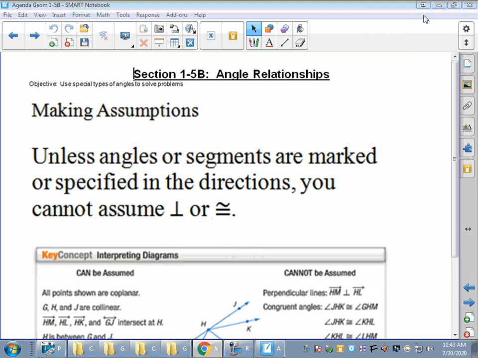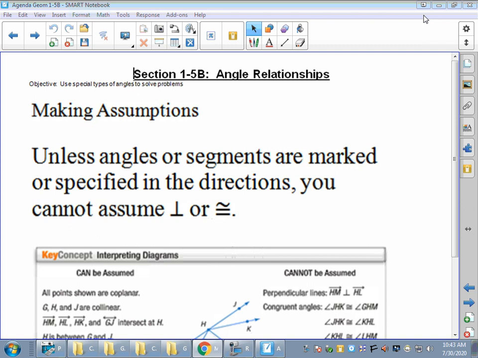Welcome to Geometry, Section 15B. It's still angle relationships. It's all those angles that we've talked about. However, we're going to do two specific things in the second part of this section, which is to talk about making assumptions and then word problems. Everybody loves a good word problem.